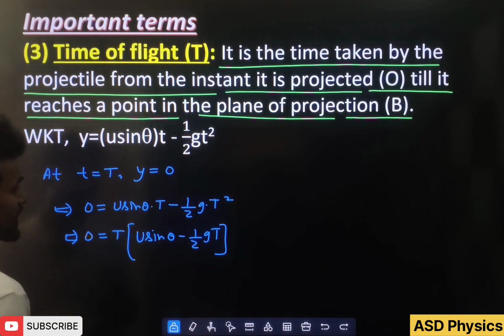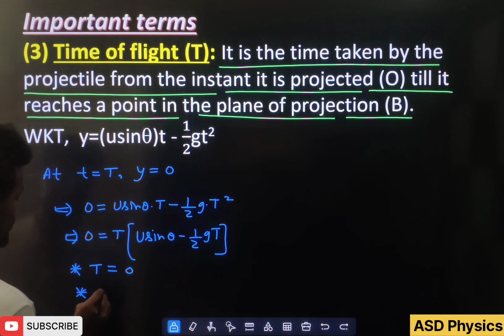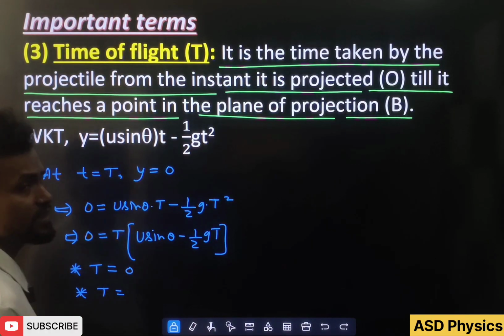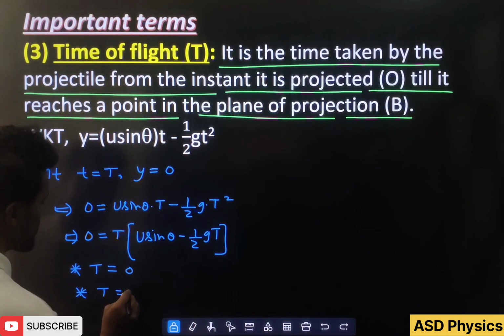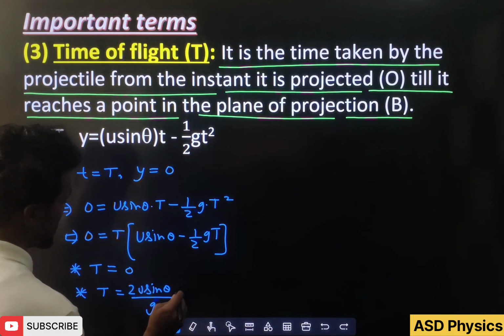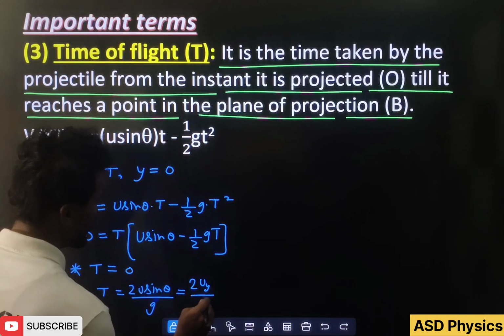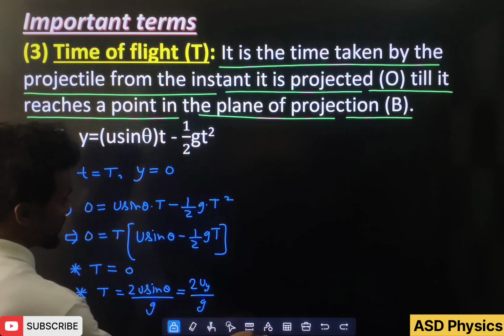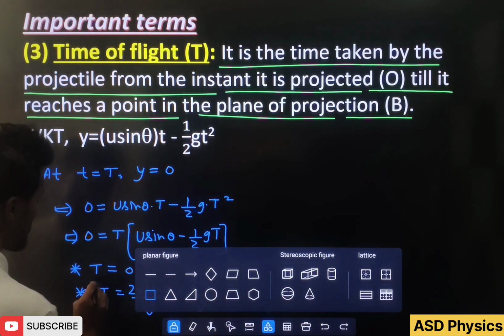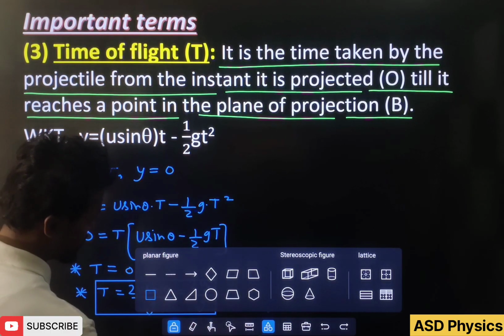So from here, when you solve it, you will get two solutions: t equal to 0, and second one, you make u sin theta minus half gT equal to 0. What you will get here is t equal to 2u sin theta by g. In component form, I can write u sin theta means uy, so 2uy by g. Students, this is called the time of flight.